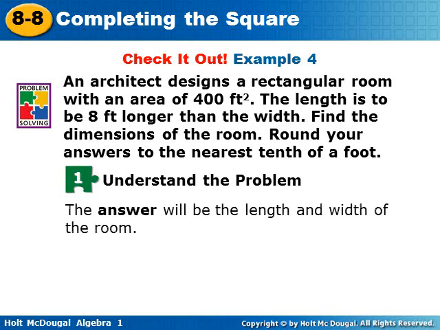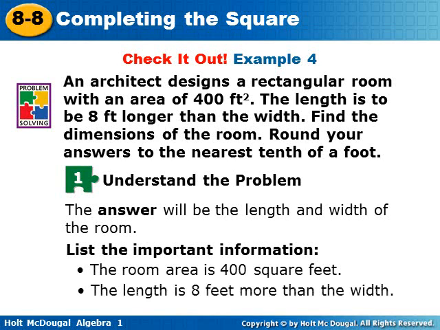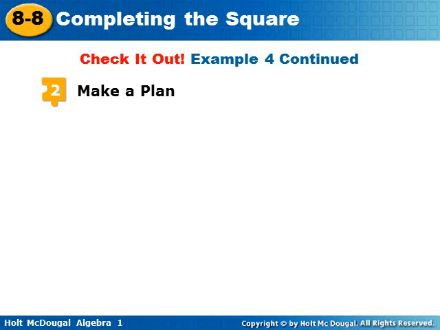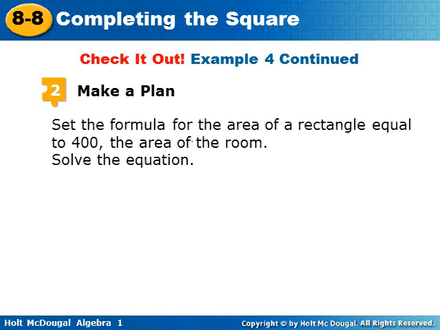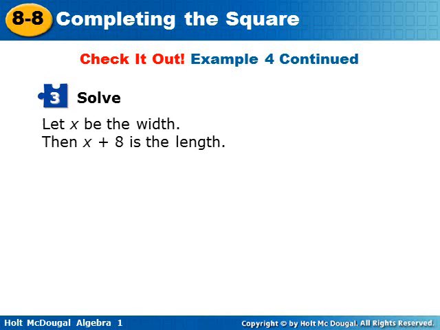So to understand the problem, the answer is going to be the length and width of the room. Important information: the room area is 400 square feet, and the length is 8 feet more than the width. The plan is to set the formula for the area of a rectangle equal to 400, which is the area of the room, and then solve the equation. We're going to have x be the width, and then x plus 8 be the length.